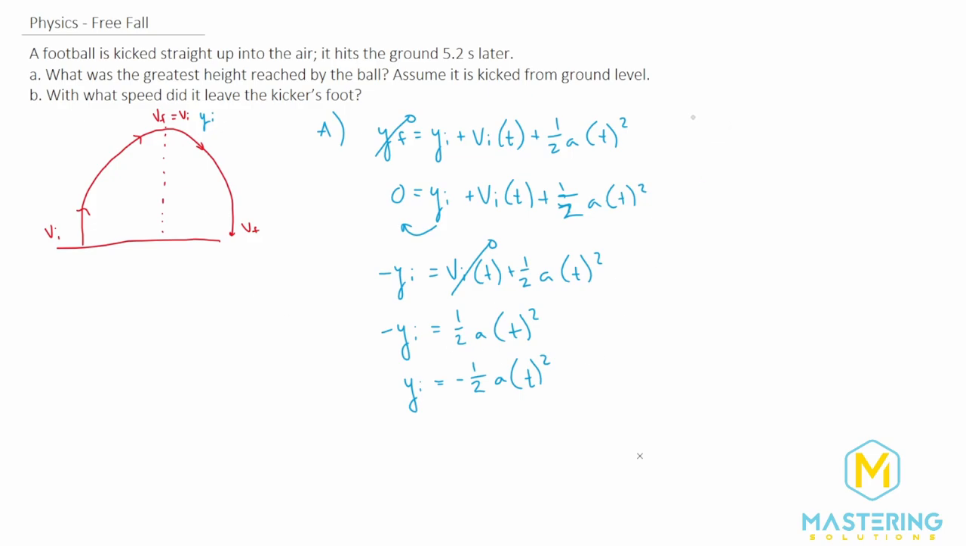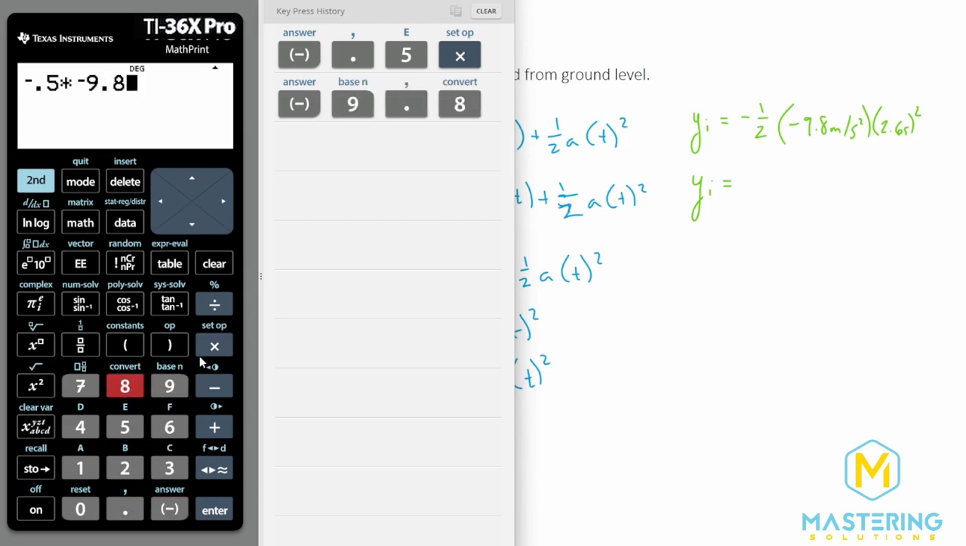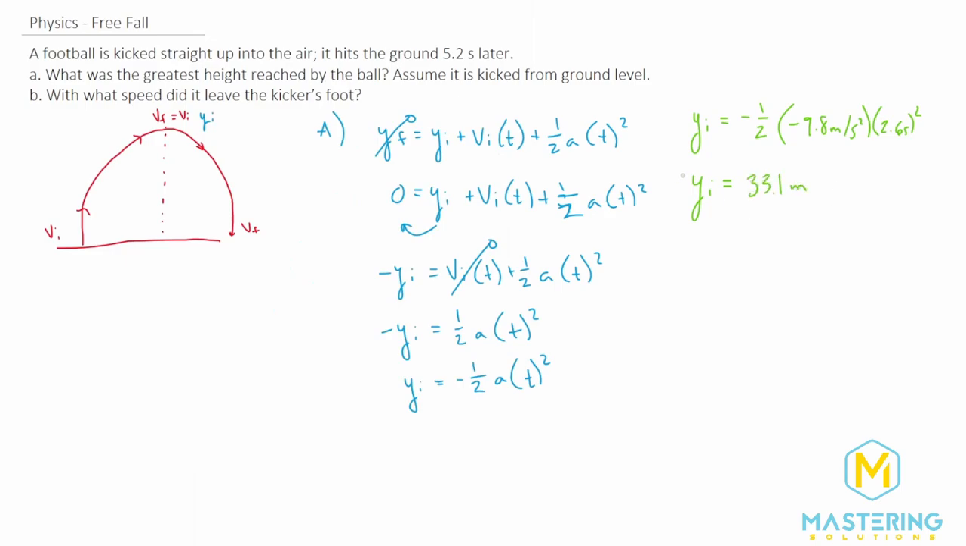So let's come up here to give us some more room again. So y initial is equal to negative 1/2 times the acceleration, which in this case is only going to be gravity. So we have negative 9.8 meters per second squared. We'll be multiplying that by the time, and they say it's 5.2 seconds, but this is going to trip up some students because remember, we're only looking at half of the time. So we need to divide that by 2, which is going to give us 2.6 seconds squared. That's a really important detail there. And so when we plug that into our calculator, we have negative 1/2 times negative 9.8 times 2.6 for the time squared, which is going to give us 33.1 meters for how high the ball went for part A.